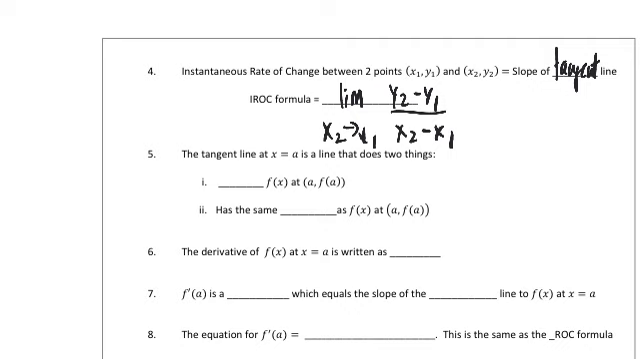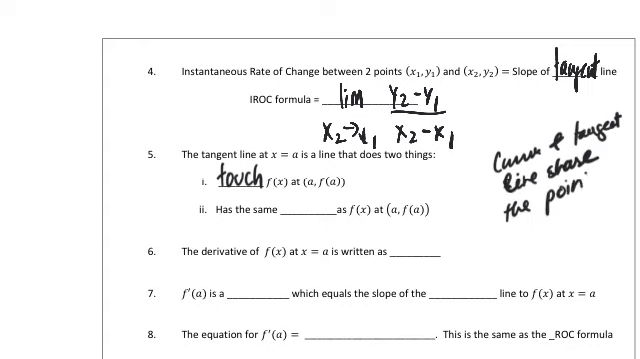The tangent line at x equals a is a line that does two things. It touches the curve at the point a, f of a. In other words, remember that the curve and the tangent line share the point a, f of a. They share that point and only that point. So it does these two things: it touches the curve at that point and it has the same slope as f of x at that point.